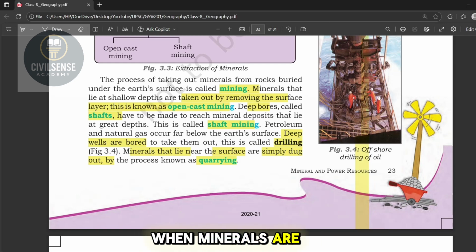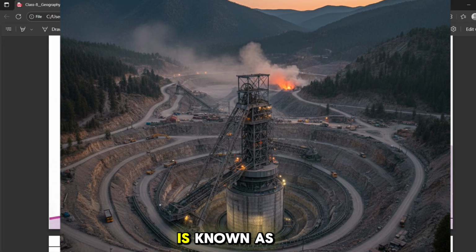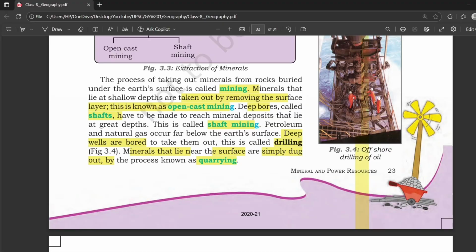And now, when minerals are located deep underground, deep holes called shafts are made to reach them, and this method is known as shaft mining. When minerals are extracted by digging deep wells, that's called drilling. And when the minerals lie near the surface and are just dug out directly, that process is called quarrying.